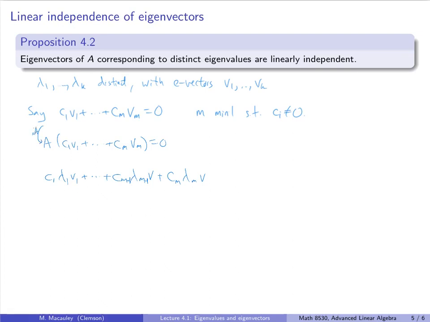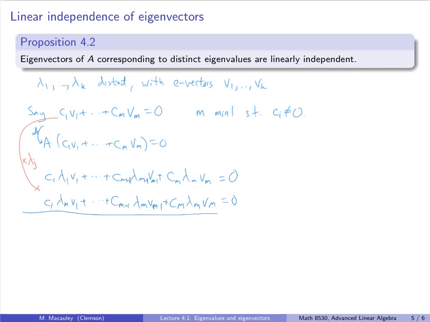The next thing I'm going to do is instead multiply this by lambda m. So instead of multiplying this by a matrix, I'm going to multiply it by a number, namely lambda m. And if I do that, then I get c1 lambda m v1 plus cm minus 1 lambda m v m minus 1, I forgot my v m minus 1, plus cm lambda m vm. So this, of course, we know is 0.